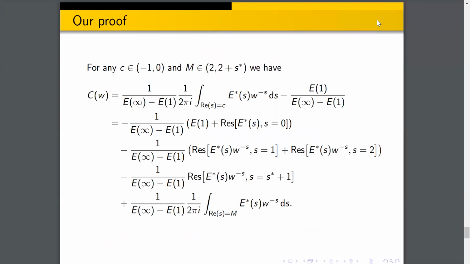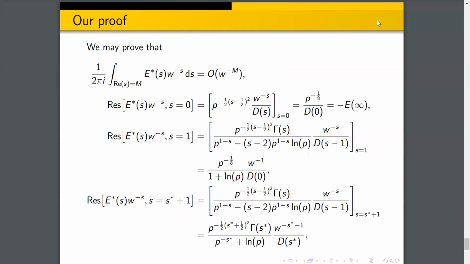Okay, so we proceed using the residue theorem and using the transformation between E and C. And putting them together, we may write that C of W is a sum of certain quantities which are directly dependent on the residues of function E star at the poles. So at 0, at 1, at 2, S star plus 1, plus some remainder. So now there is the question of how to solve these residues. And these residues are actually straightforward.